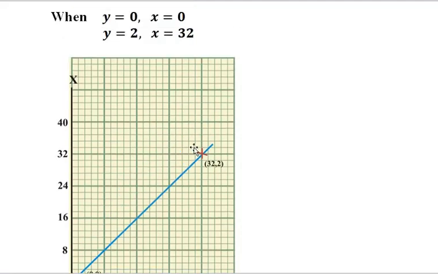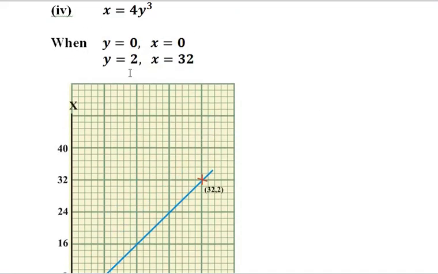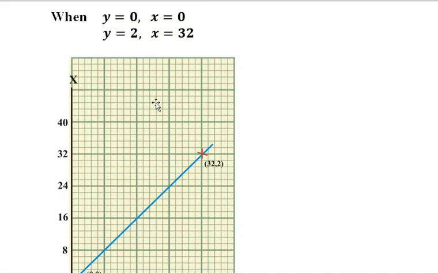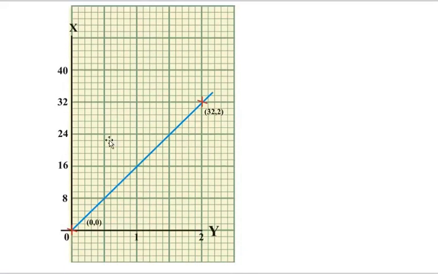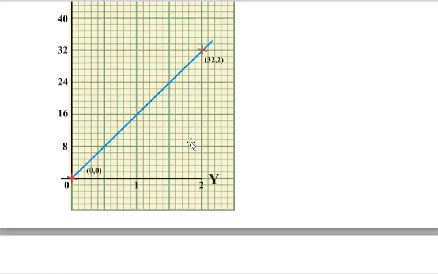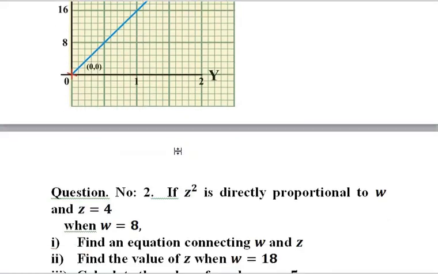A straight line is obtained when we plot these two values of x and y, or the ordered pairs x and y, on this sheet of graph paper. Now that's it with question number 1.